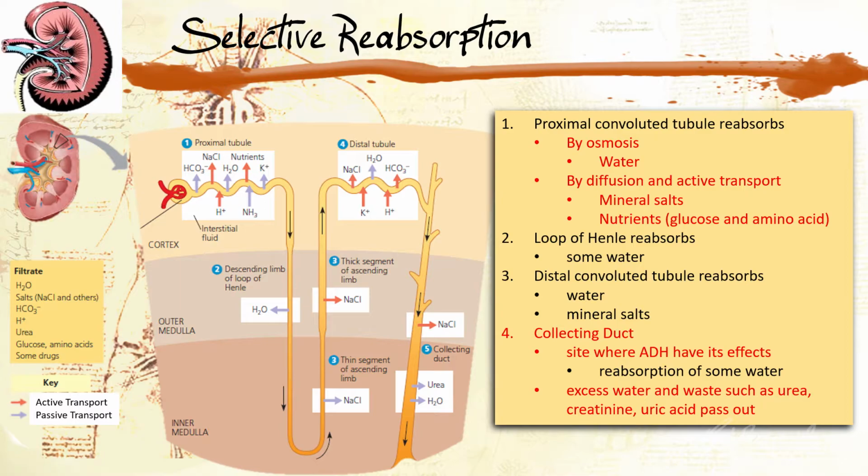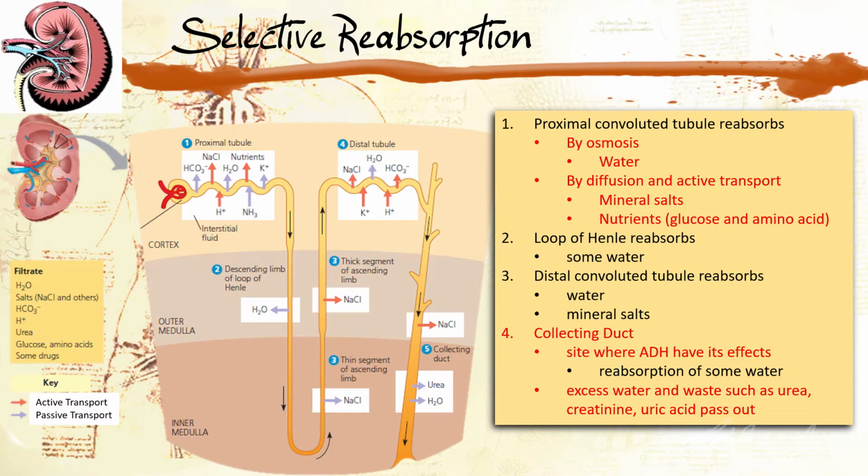Okay, lastly is the important part, which is the collecting duct. This is the site where ADH, remember ADH, antidiuretic hormone, has its effect. So inside our collecting duct, some water will be reabsorbed back, and the amount of water which the collecting duct reabsorbs back is affected by our ADH. So the remaining water, as well as waste such as urea, will be passed out from our collecting duct.